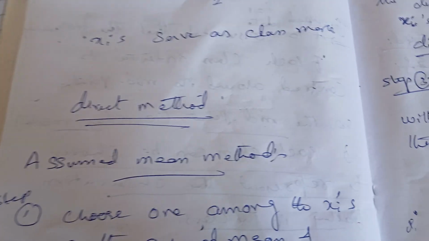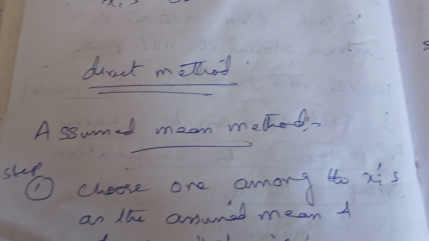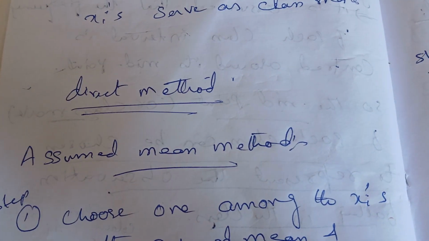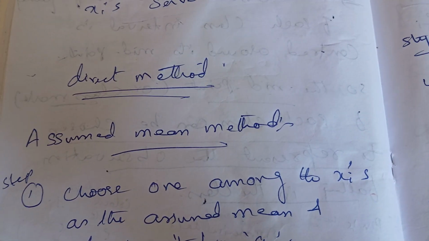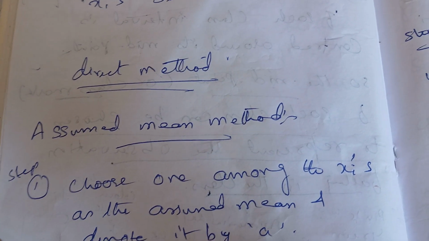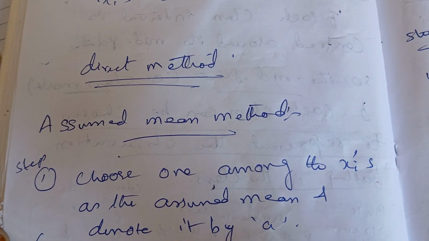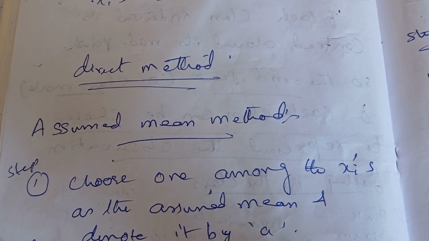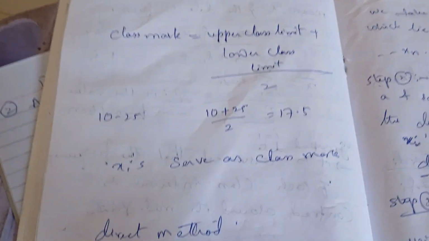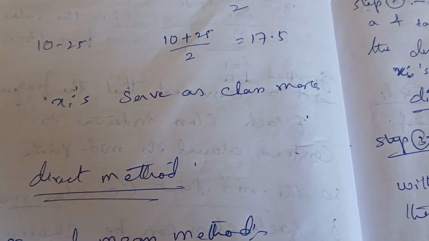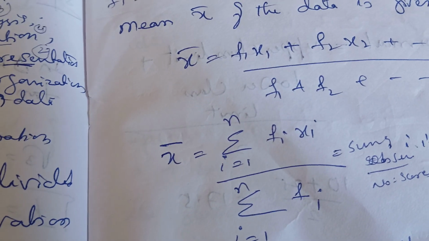Here there is a direct mean calculation. Now the second method is the assumed mean method. To calculate the mean, there are three methods, as I discussed before. There is a direct method, which we used already, calculating the class mark. Then we calculated the mean with the help of this formula.